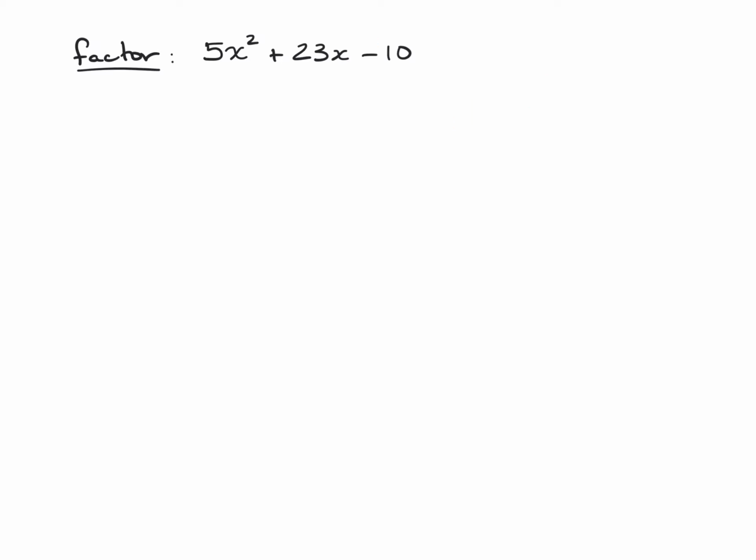Okay, next example, 5x squared plus 23x minus 10. Now, some cool little tricks to note: if this last term is negative, that means one of the factors must be positive and one of them must be negative. So that's a cool little thing to notice. The other thing to notice here is that my leading coefficient is prime, and there are no GCFs between any of these numbers. So 5 and 10, yes, but the 23 messes it all up.